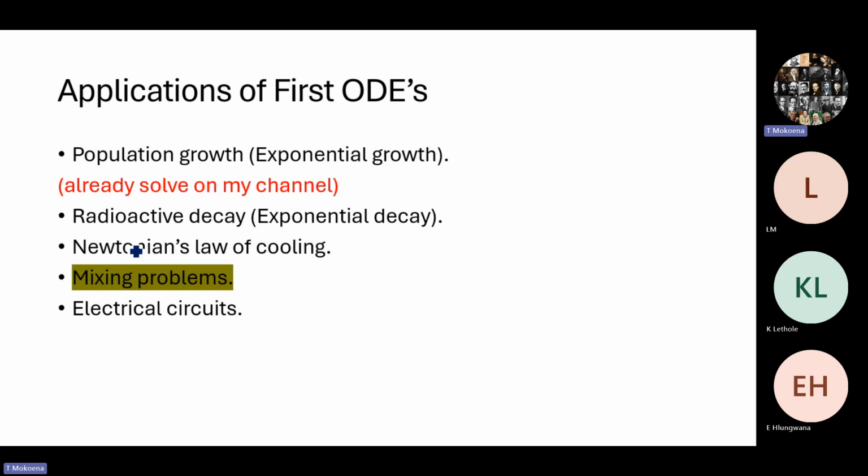The second application that we're going to look at is radioactive decay, which can also be called exponential decay. This is one of the applications of the techniques that we learned at the beginning of the year. The third application is Newton's law of cooling. If you are in chemical, you might be familiar with this. And another application is mixing problems.